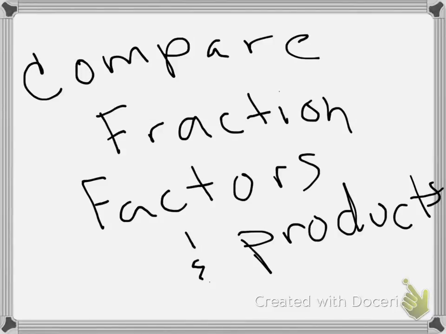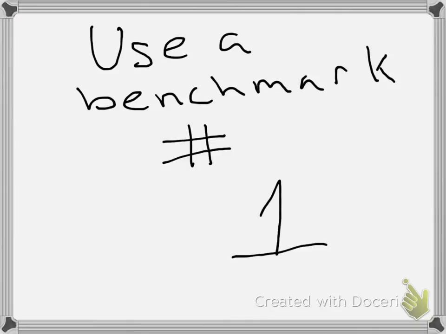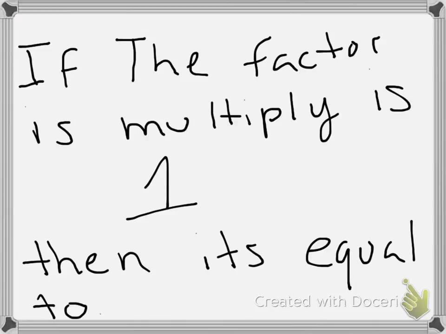Hello, I'm here to show you guys how to compare fractions, factors, and products. Basically, you're going to just think of it using 1 as a benchmark. All right, so here's what I'm saying. If the factors multiply to 1, that's the benchmark, then it's going to be equal to that number.